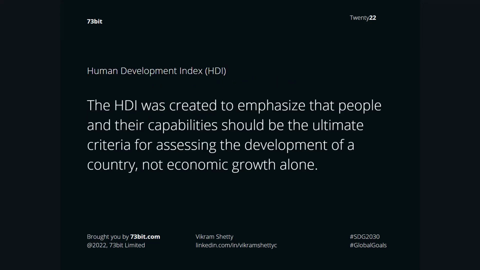Okay, the first one is the Human Development Index. What they measure is a nation's longevity, like life expectancy, education, and per capita income. So the idea is having a long and healthy life, abundance of knowledge, and a decent standard of living. Those are the three main indicators that HDI uses.